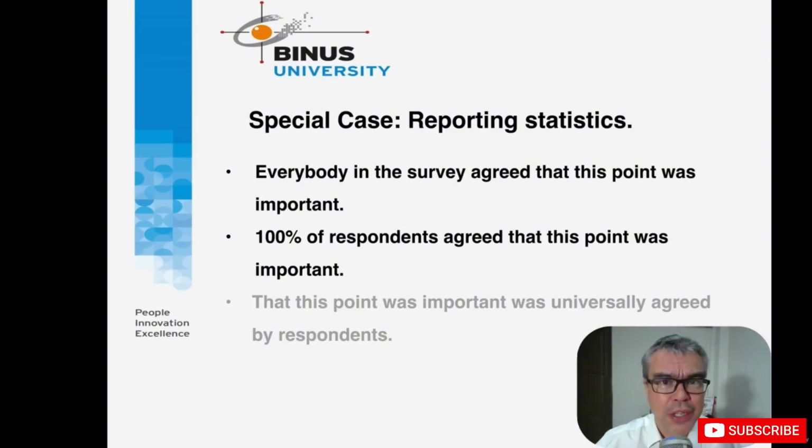Let me show you the sentence in the passive voice. That this point was important was universally agreed by participants. You can see that this is in the passive voice, and it's kind of an awkward, difficult sentence to follow. The meaning is not very clear. So in this case, you're much better going with the second example that I've shown you here.